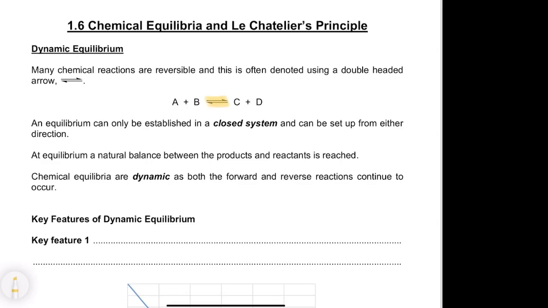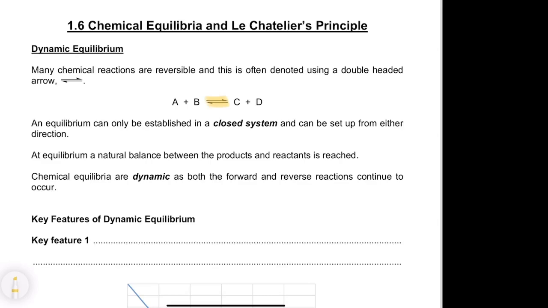Well, the first thing we need to understand is you can only have a dynamic equilibrium in a closed system, because you can only go backwards if your system is closed. For example, if I was to react A and B, and they were to make C and D, but D was a gas, and D escaped from my beaker, then D could never react back with C to turn back into A and B. So it has to be a closed system, so that there is a chance for C and D to recombine to make A and B.